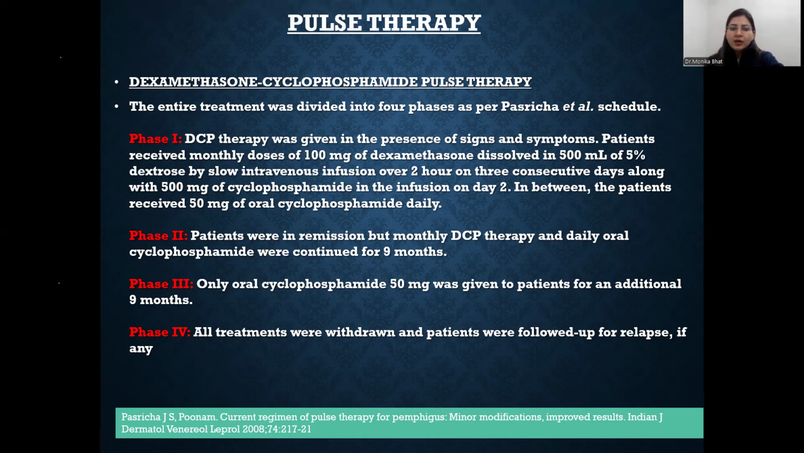In phase 3, oral cyclophosphamide 50 milligram is given to the patient for another 9 months, and in phase 4, all treatments are withdrawn and the patients are followed up for relapse. This was basically done by Parisha way back in 2008 to treat these patients.